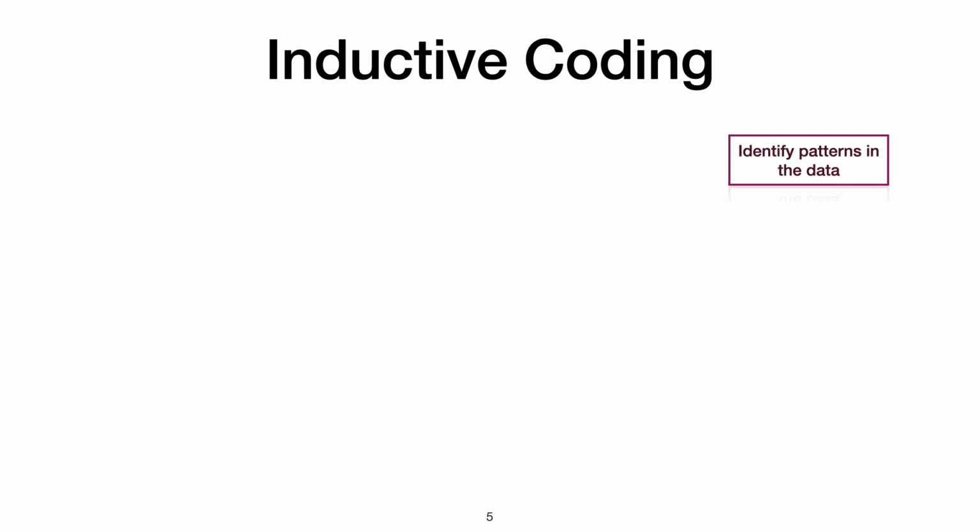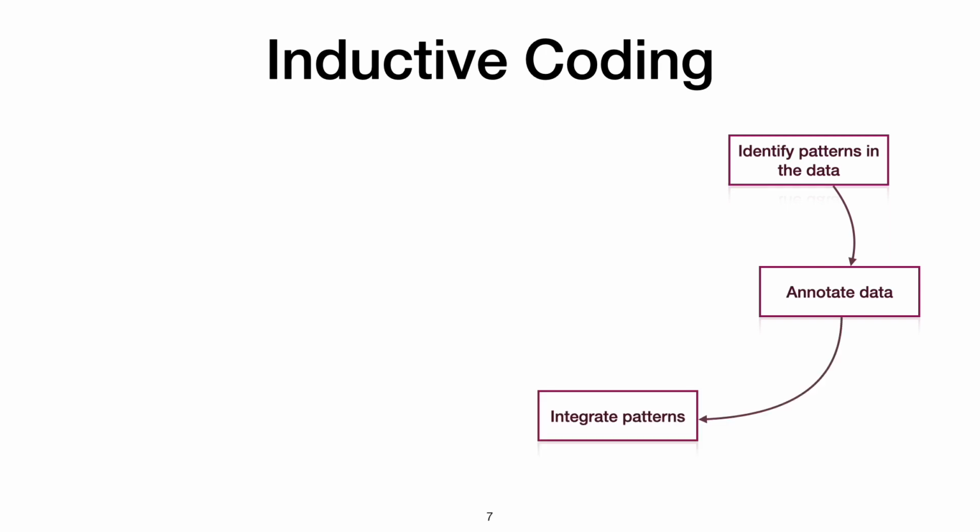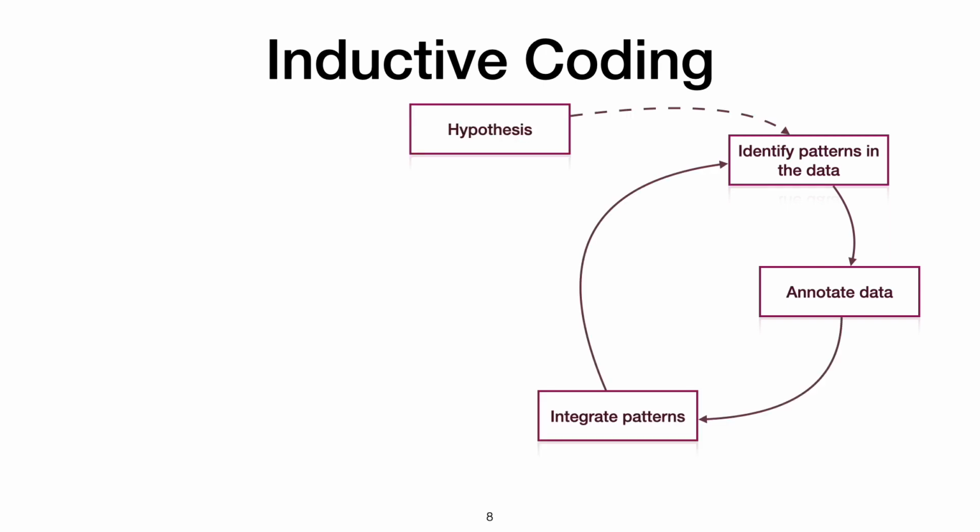Inductive qualitative coding involves identifying patterns in the data, annotating the data with identified codes and patterns, integrating patterns, and evolving them to iteratively identify more patterns and codes in the dataset. This code evolution can also be informed by the researcher's hypothesis, which would be a great input in identifying patterns that best answer the research question.